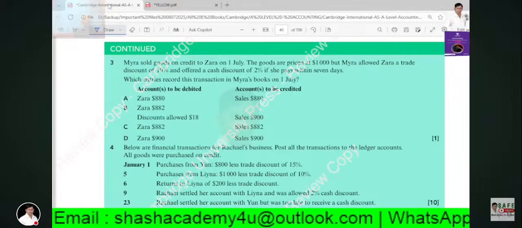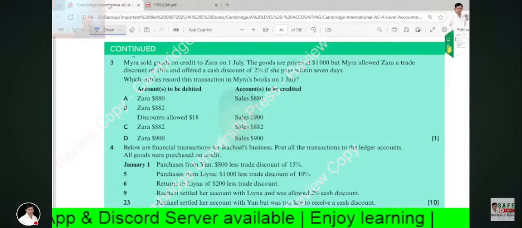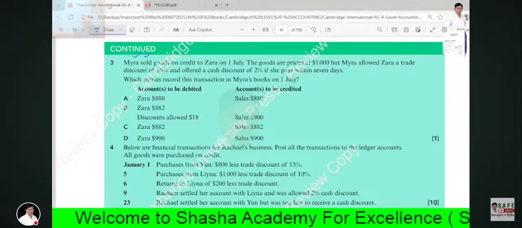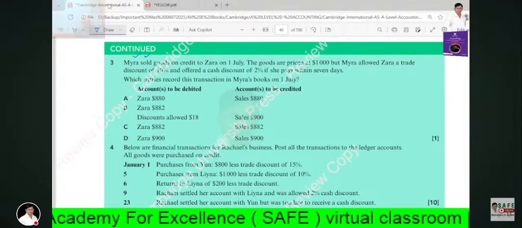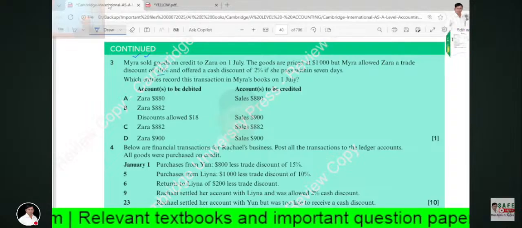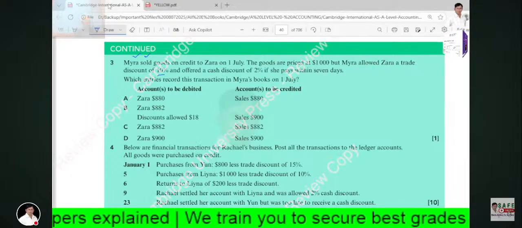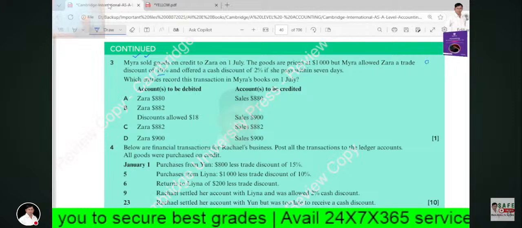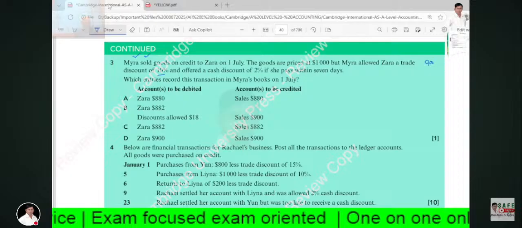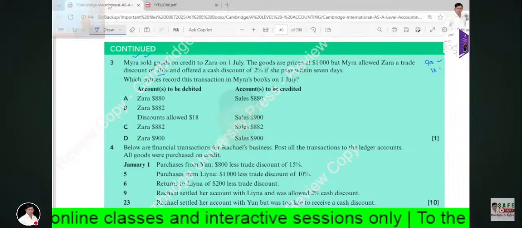Myra sold goods on credit to Zara on 1st July. The goods are priced at 1000, but Myra allowed Zara a trade discount of 10%, so they will be recorded at 900. She also offers a cash discount of 2%, which is nothing but 18 rupees.